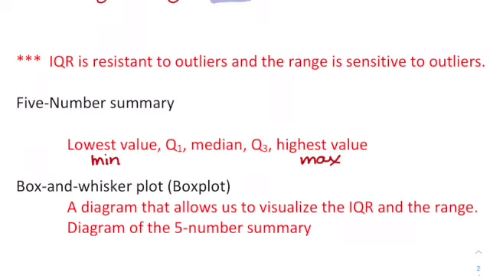Next thing we're going to talk about is box and whisker plots, or box plot. That's what sometimes we call it. And that is a diagram that allows us to visualize the IQR, which is the middle 50%, and the range all together, and the diagram for 5 number summary. So we're going to put all those things together so you can see the comparison, where the data is going to fall. So how do you construct a box plot?